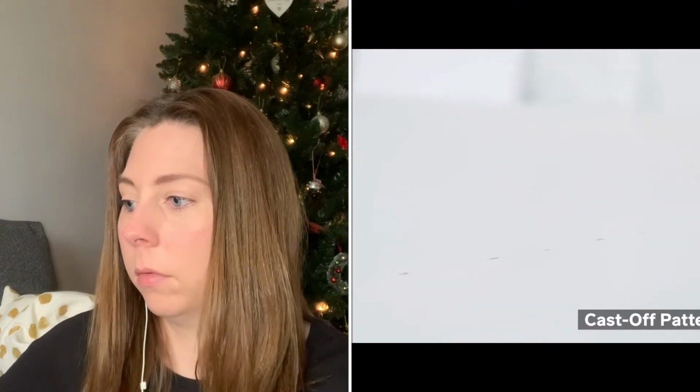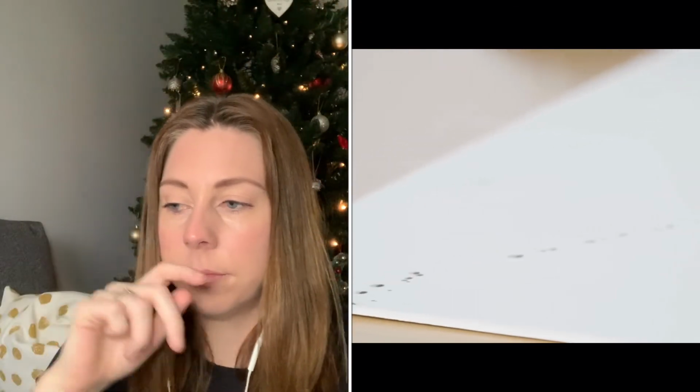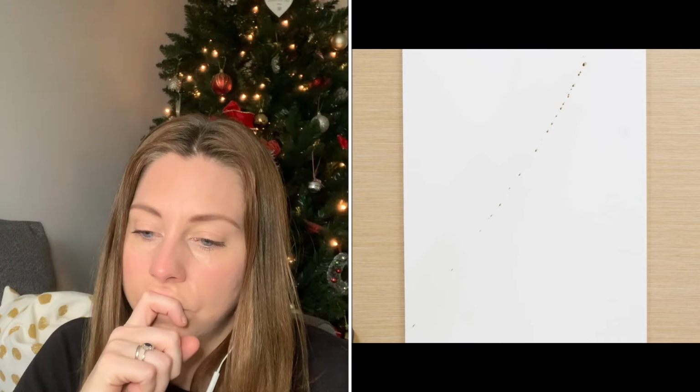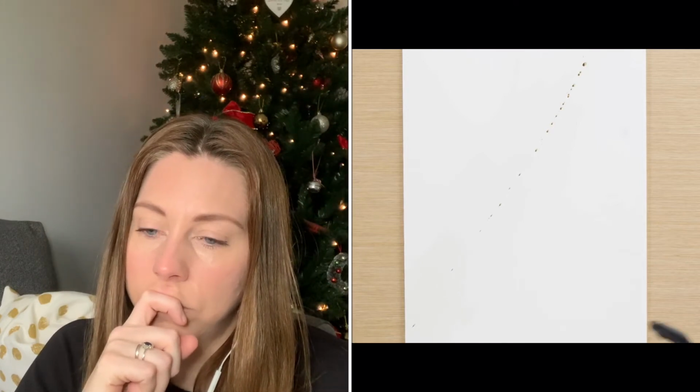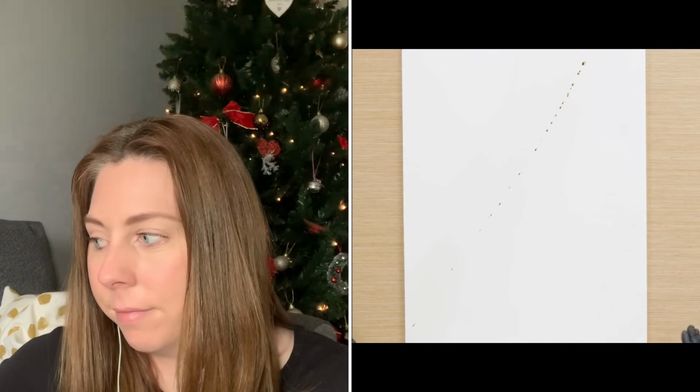Now we're looking at a cast-off pattern. So this is a subcategory of spatter. That's a projection mechanism. So blood is on an object, and we're moving that object in space. That could be someone's hand, that could be a pipe, that could be a bat, that could be a knife. And as that object moves, blood will be flung off it, and we have these very distinct linear patterns or curvilinear patterns. At a crime scene, if we see these cast-off patterns, they can go up the walls, they can go across the floor, and even onto the ceiling.